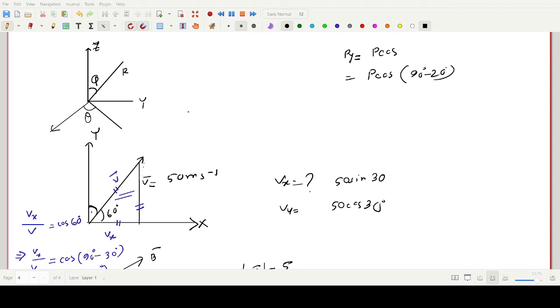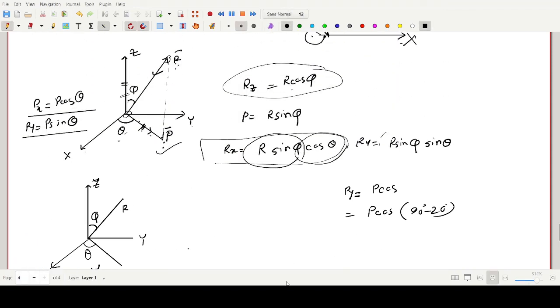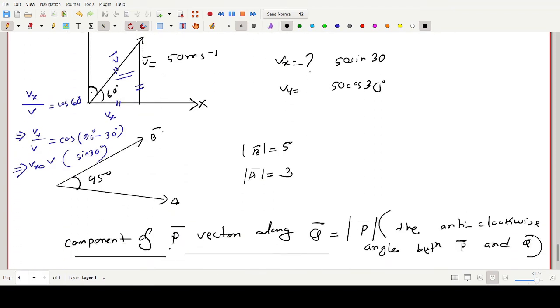Tausiful Islam: Sir, shouldn't Rx be R cos phi cos theta? Let me check. Rx, no, because first of all, Px equals P cos theta and Py equals P sin theta. These are the components of P. Now P is the sine component of R, because if Z is the cosine component of phi, then P should be the sine component.